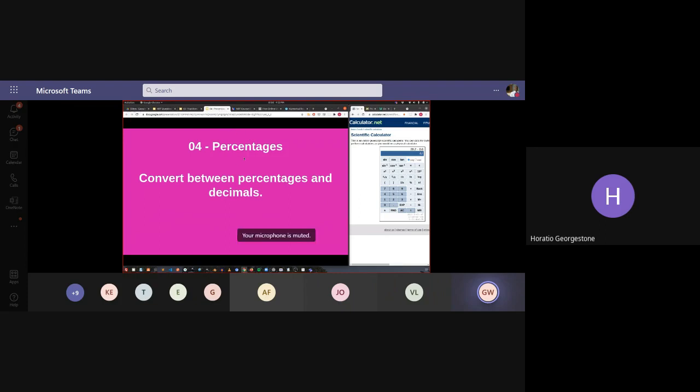So convert between percentages and decimals.